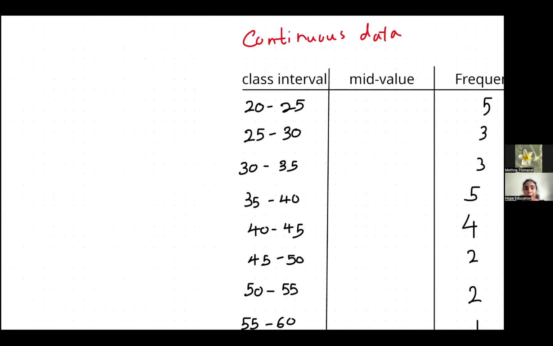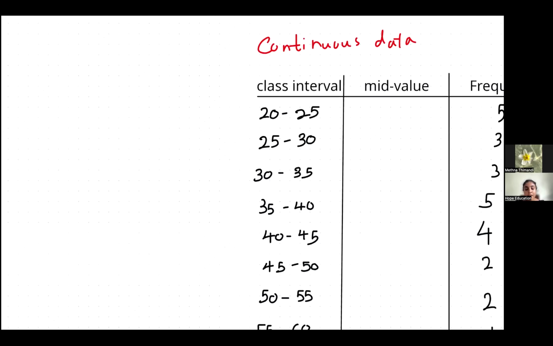Every class interval must be described properly. For example, this class interval is: people of age greater than 20 and less than or equal to 25.